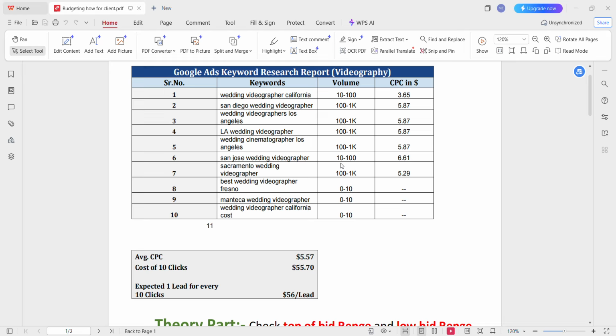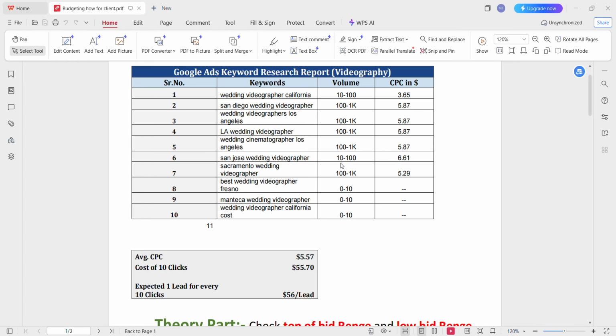First of all, we will calculate the average CPC from keyword research. Then we'll decide the daily and monthly ad budget. After that, we will estimate how many clicks we can get from the budget. So then finally, we will calculate how many leads and calls the client can expect.